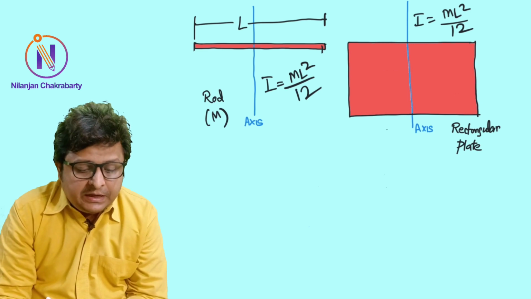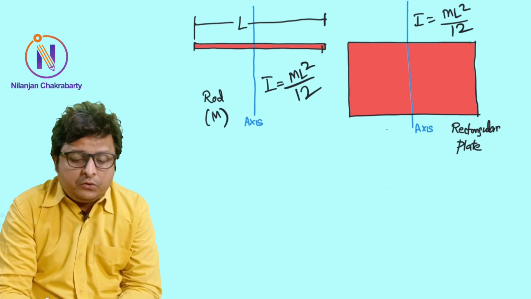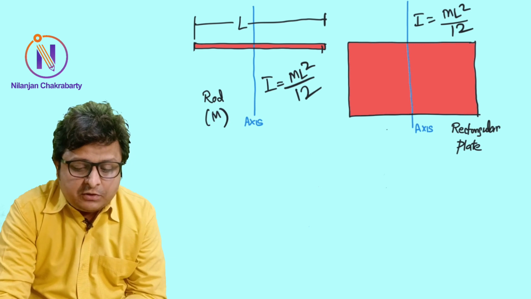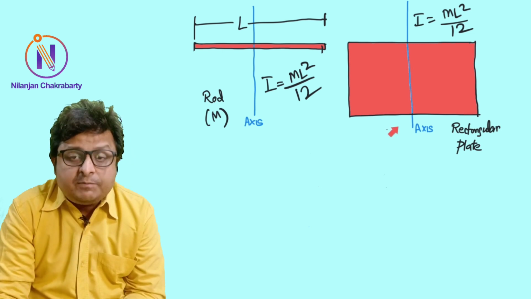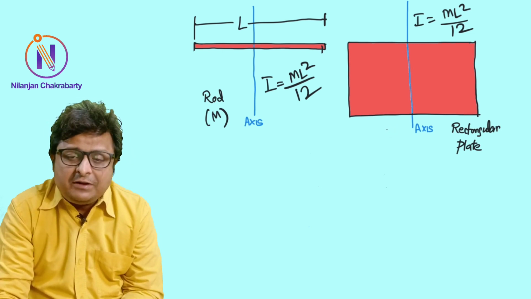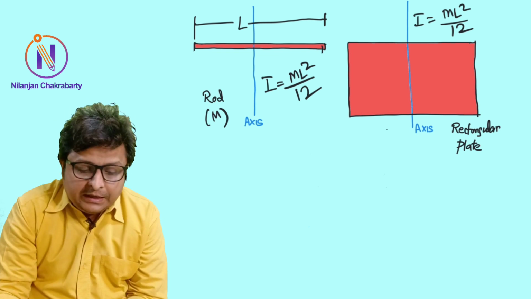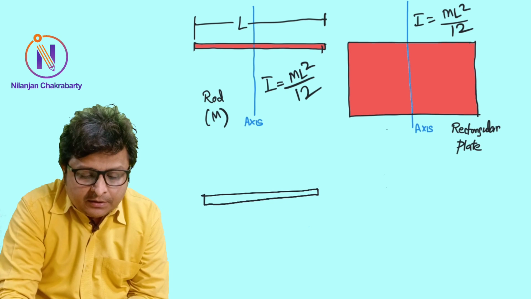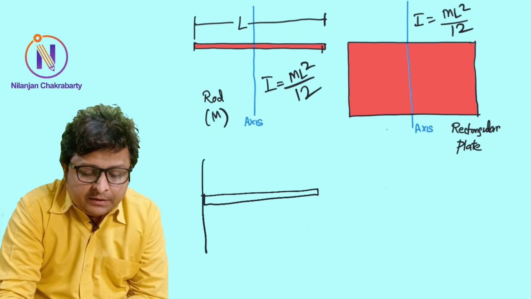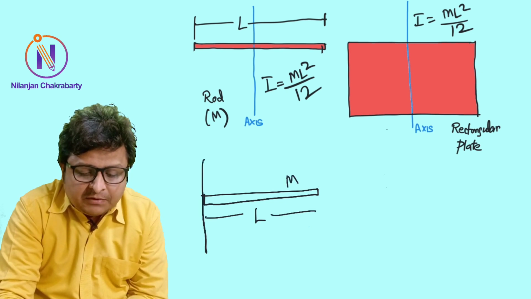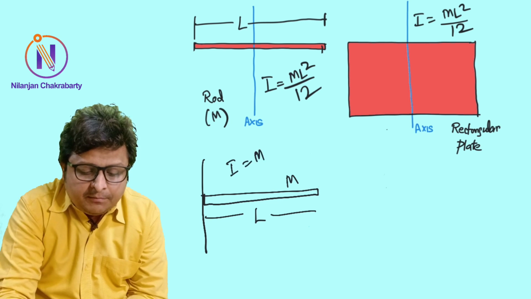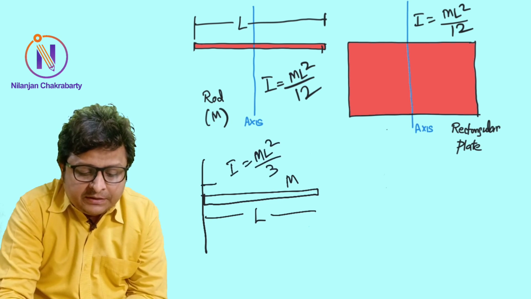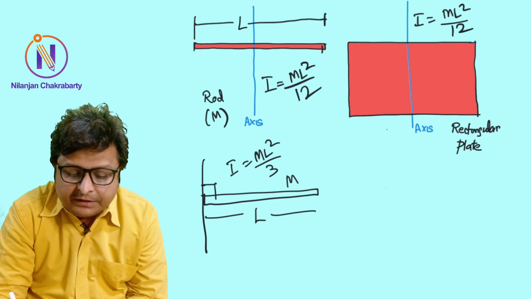अच्छा ये देखो, ये है रॉड का, for the rod it is ml square by 12, and for the rectangular plate also it is ml square by 12 by the same logic. And what happens for a rod about the end? If the length is L and the mass is m, then about the end it is ml square by 3, perpendicular to the length of the rod.